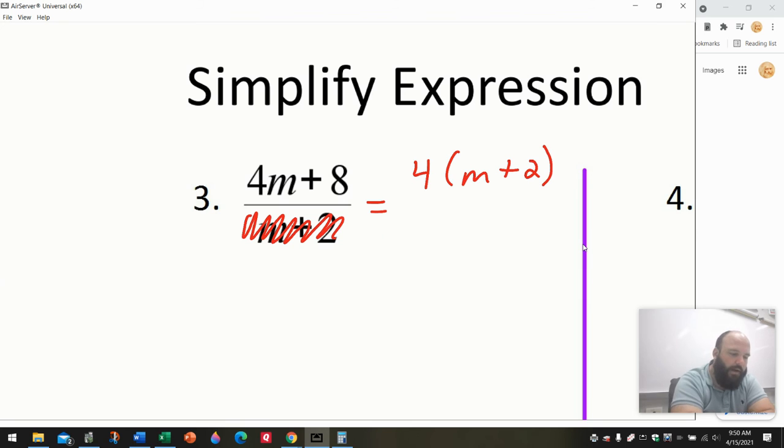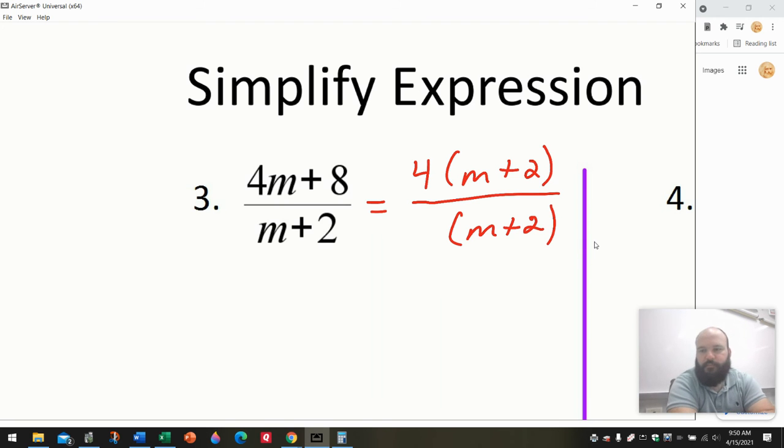Now, if you look at the bottom, you can see that I'm left with m plus 2. And in this one, there is no GCF, so there's nothing to take out. So we will just write another, in parentheses, m plus 2, like that. And now what you see is there are like terms that are grouped together, the m plus 2 and the m plus 2. Those can cancel, and what I'm left with is 4. And there is our final simplified answer.